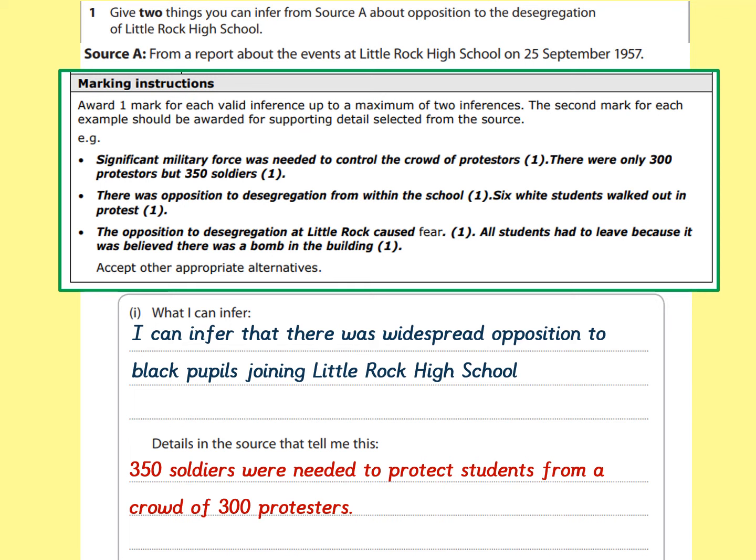Here's the mark scheme again. These bullet points are suggested things that people could pick up on, both in terms of inferences, but also in terms of the details that back them up. Don't feel that you have to use these, but they are just suggestions. So my first one is a valid inference, and my second is a valid example from the source. All good so far.